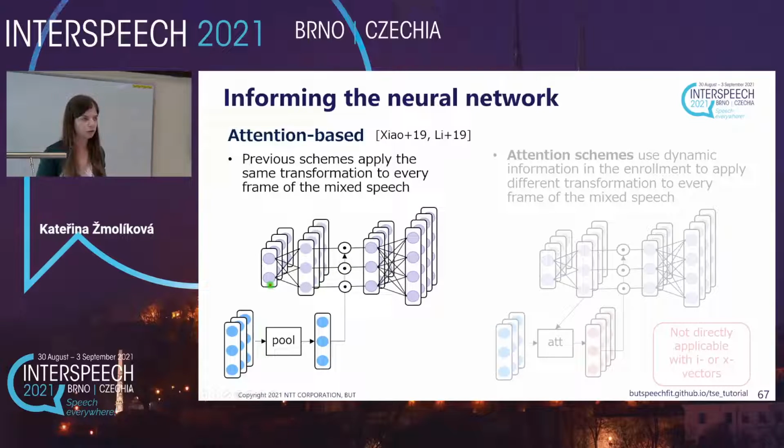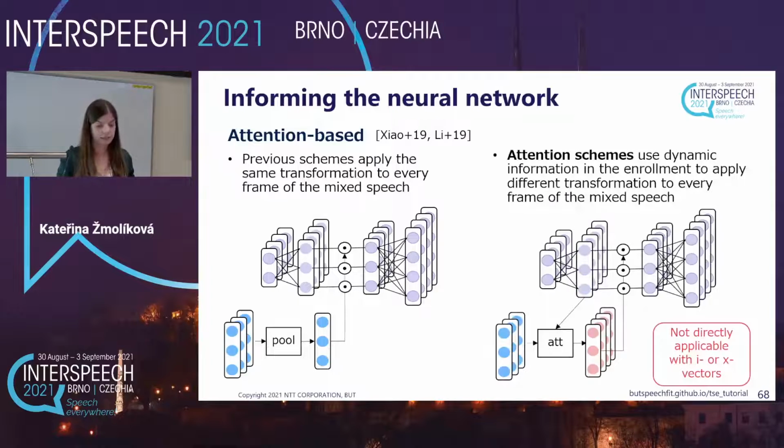This may not be the best thing to do because we are basically here completely disregarding the dynamic information which is in the enrollment utterance. If you imagine, for example, that in the current mixture frame, both of the speakers are pronouncing a vowel, then maybe we want to look into the enrollment utterance to the parts where the target speaker is pronouncing a vowel, because that's useful information to differentiate between the speakers in the current frame. And this is something that the attention-based schemes are trying to do.